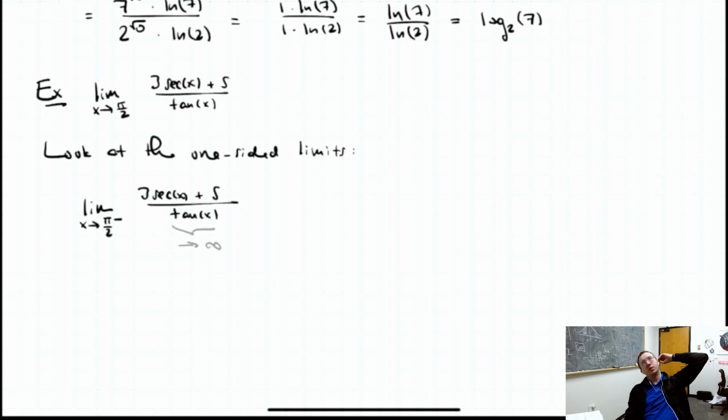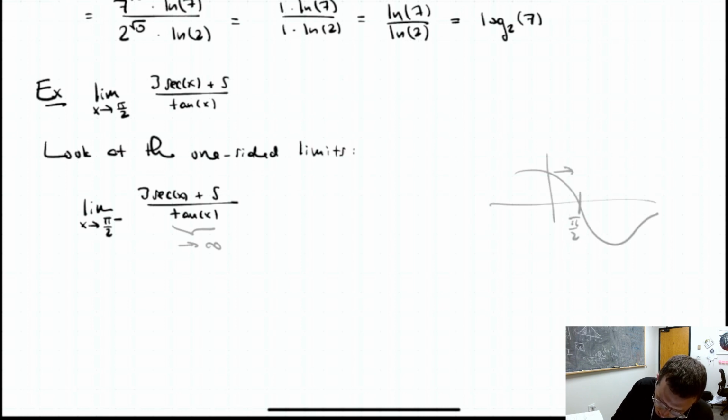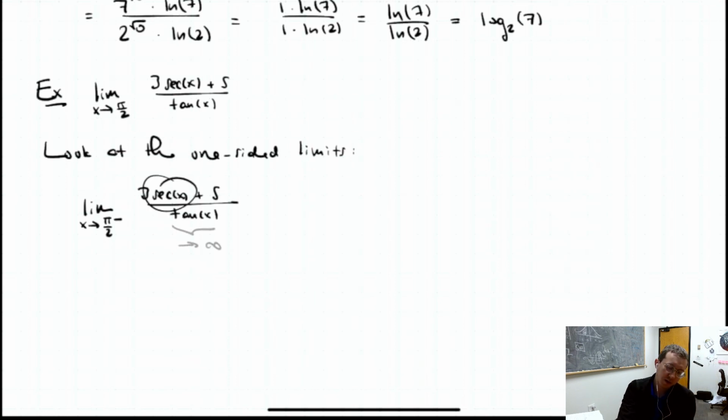Cosine of pi over 2 is 0. If I look at the graph of the cosine function, as we approach pi over 2 from the left, cosine is approaching 0 from above. So when I take the reciprocal, what is secant doing? It's approaching positive infinity. And 3 times something approaching infinity plus 5, that's still approaching infinity.